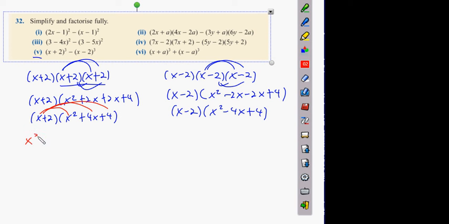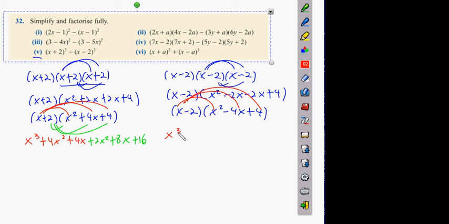X cubed plus 4x squared plus 4x, 2x squared plus 8x plus 16. Next one. 1, 2, 3.